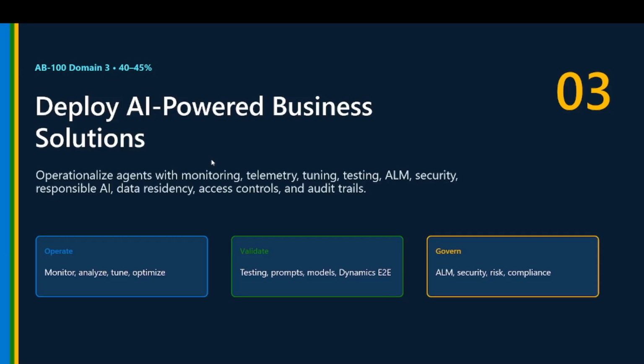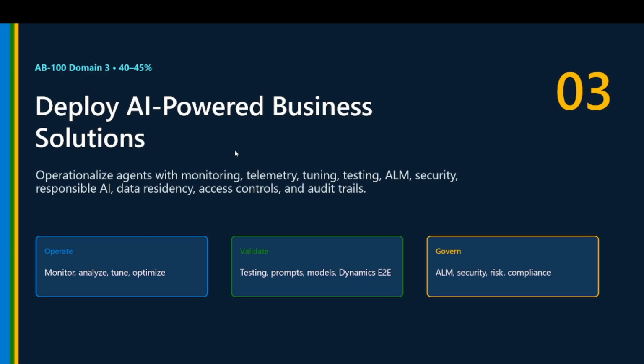So in this lesson, we want to look at section 5, which is the second to the last section of AB-100, deploying and implementing AI-powered solutions for enterprise, agentic AI business solution architect. Yes, that is the former name. Then we are looking at domain 3, which is deploying AI-powered business solutions for large enterprise.